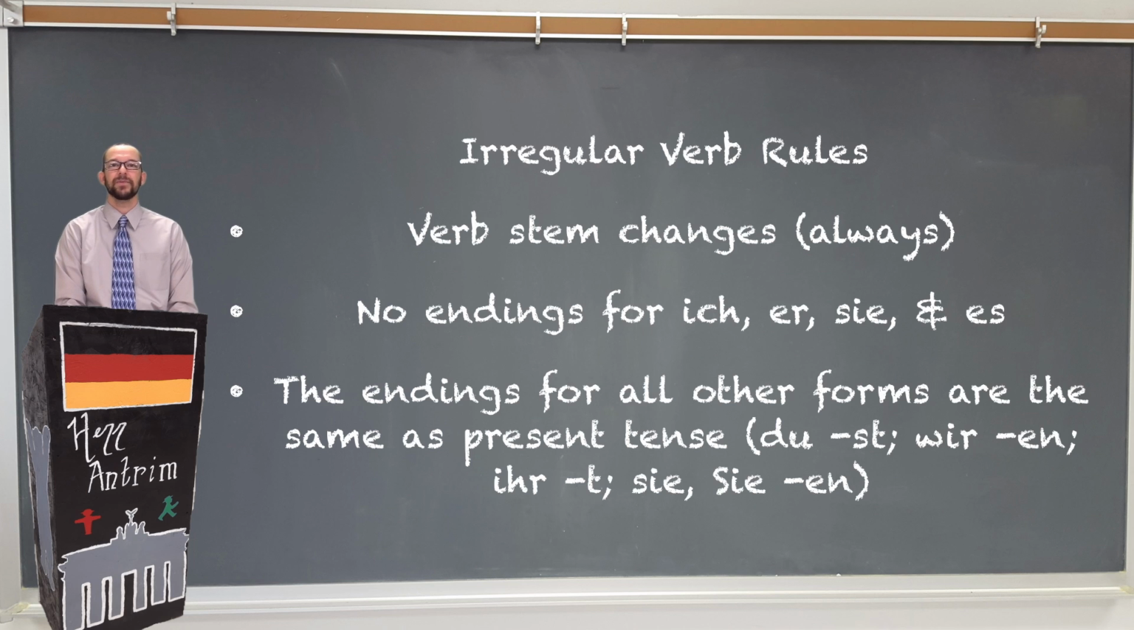Once you figure out what the stem is supposed to look like, the verb endings are pretty simple. There are no endings for the ich and er/sie/es forms. The rest of the forms are exactly the same as they were for the present tense.